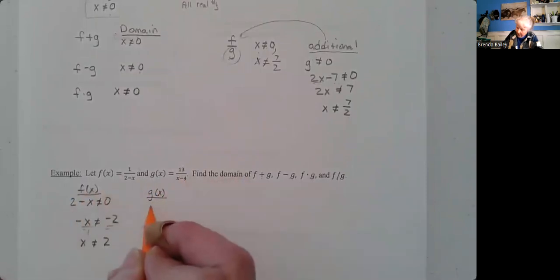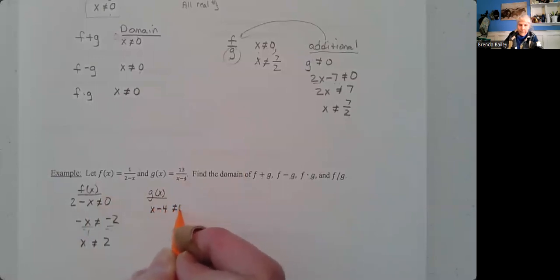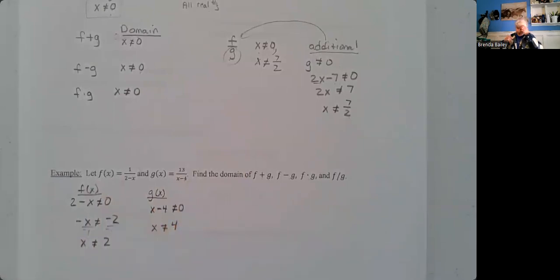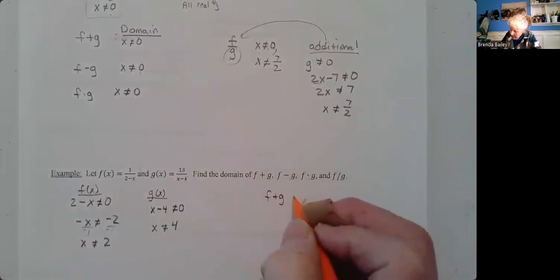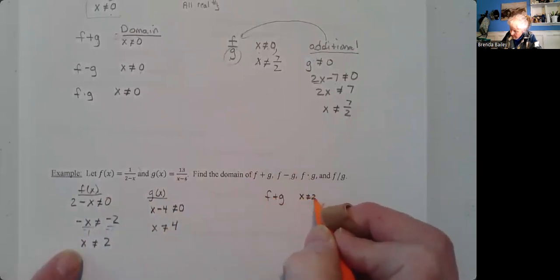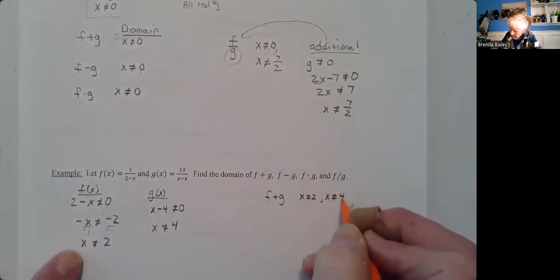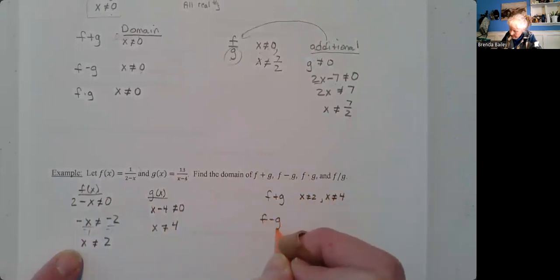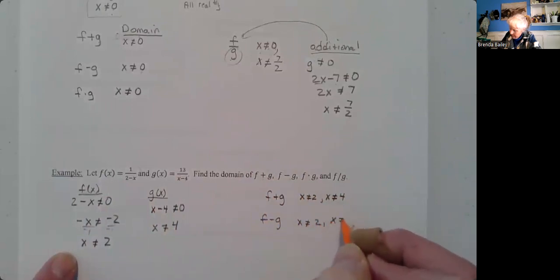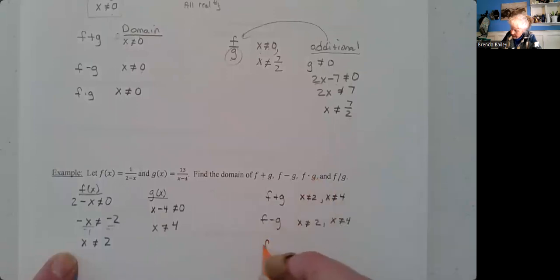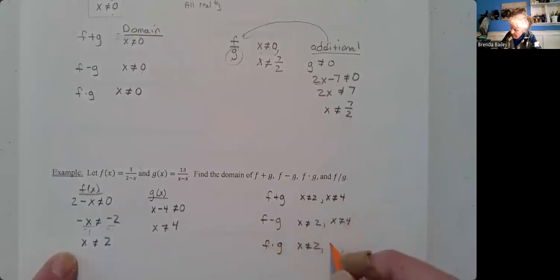That its denominator cannot be 0. x cannot be 4. So let's start listing over here each of the denominators. For f plus g, x cannot be 2, x cannot be 4. F minus g, x cannot be 2, x cannot be 4. F times g, you cannot use a 2 in this function or a 4.